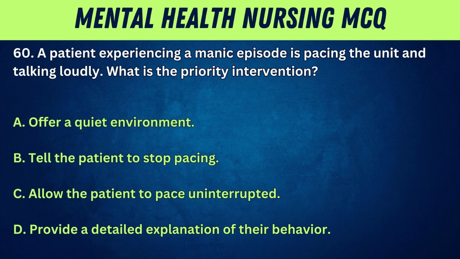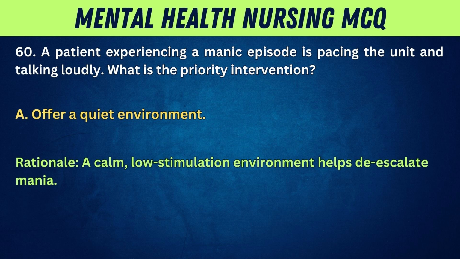60. A patient experiencing a manic episode is pacing the unit and talking loudly. What is the priority intervention? A. Offer a quiet environment. B. Tell the patient to stop pacing. C. Allow the patient to pace uninterrupted. D. Provide a detailed explanation of their behavior. Answer: A. Offer a quiet environment. Rationale: a calm, low-stimulation environment helps de-escalate mania.